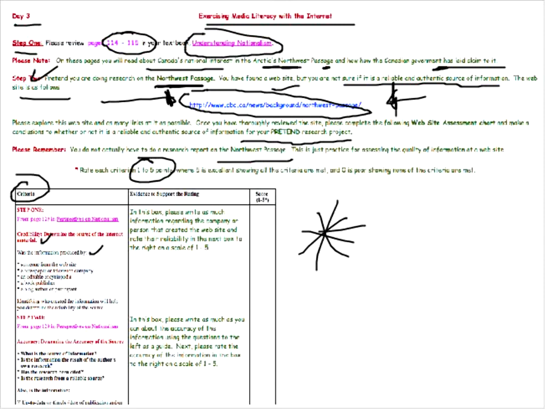Was the information produced by someone from the website, a newspaper or television company, an editable encyclopedia, a book publisher, or a blog from an author or participant? I want you to ask yourself, what's behind this website? Who created it? And in this box here, I want you to write as much information regarding the company or person that created the website and rate its reliability.